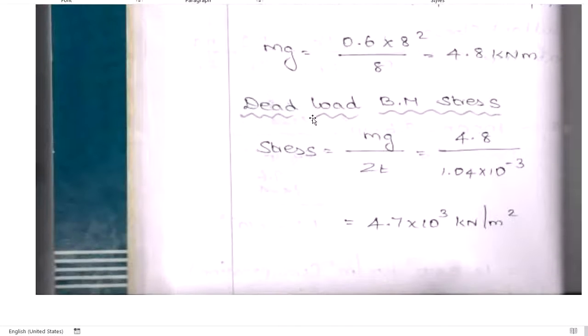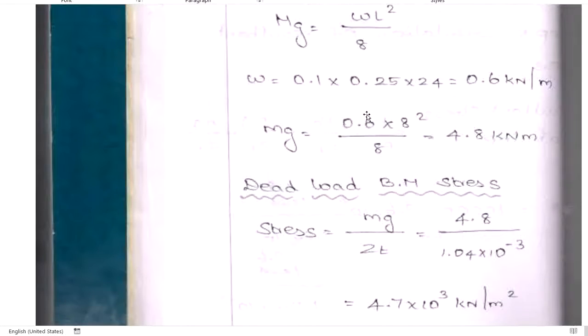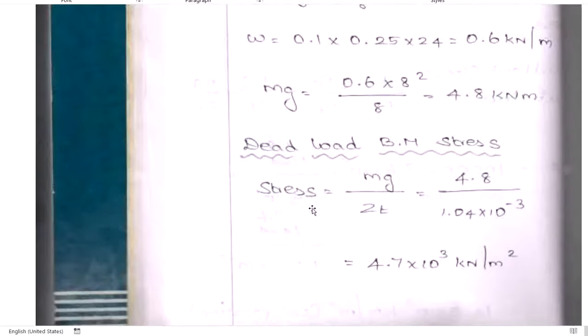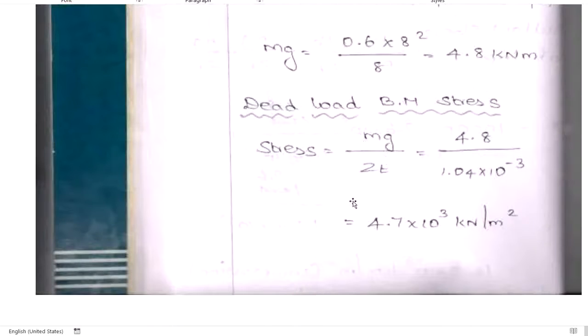Similarly, by using the mg, I am going to calculate stresses due to dead load at the topmost fiber, that is mg divided by zt, which is equal to 4.8 kilonewton meter. I have got mg, and zt I have already calculated. So I have got the stresses at the topmost fiber. Similarly, stresses at the bottommost fiber will also remain the same. Okay, so we'll move further.